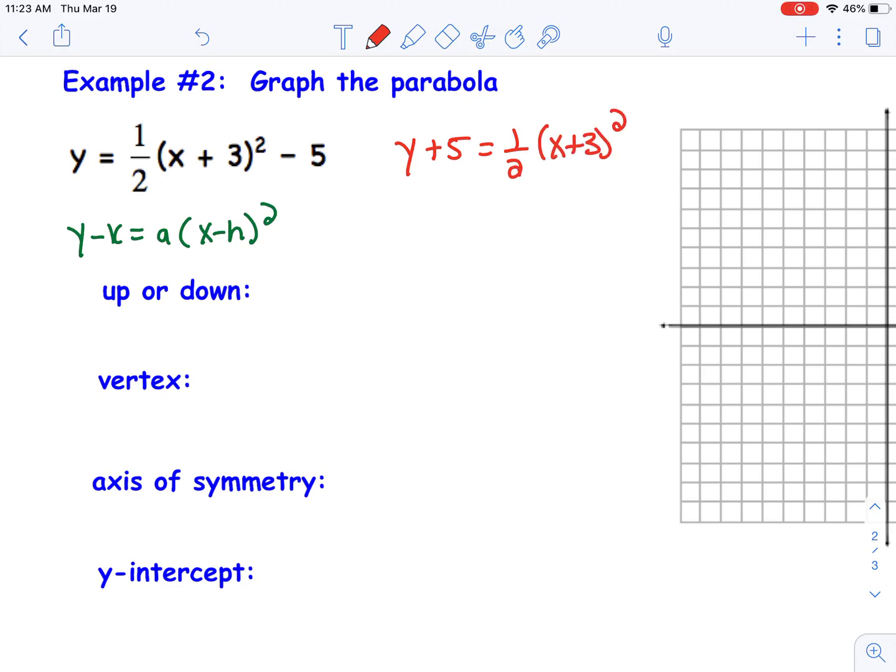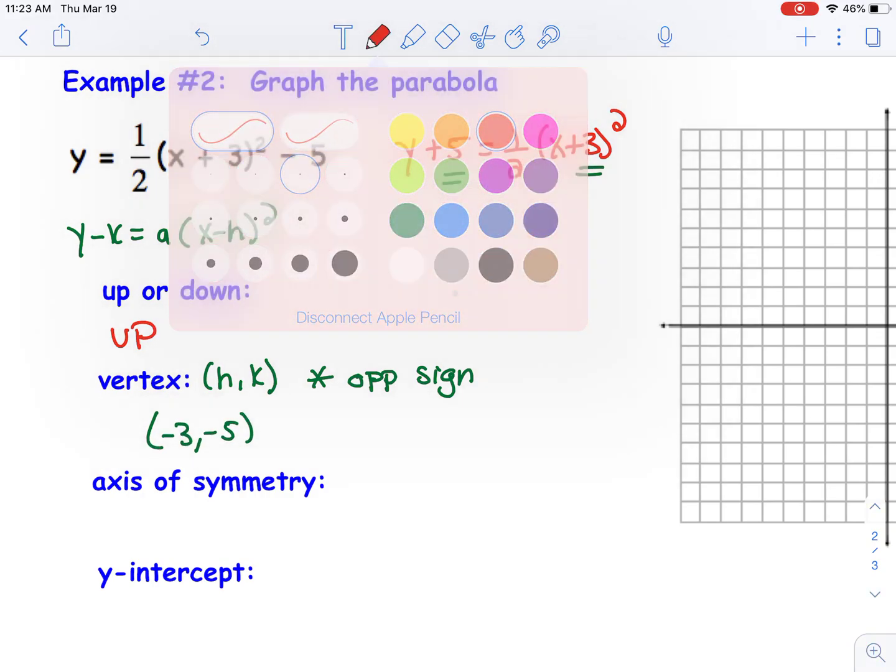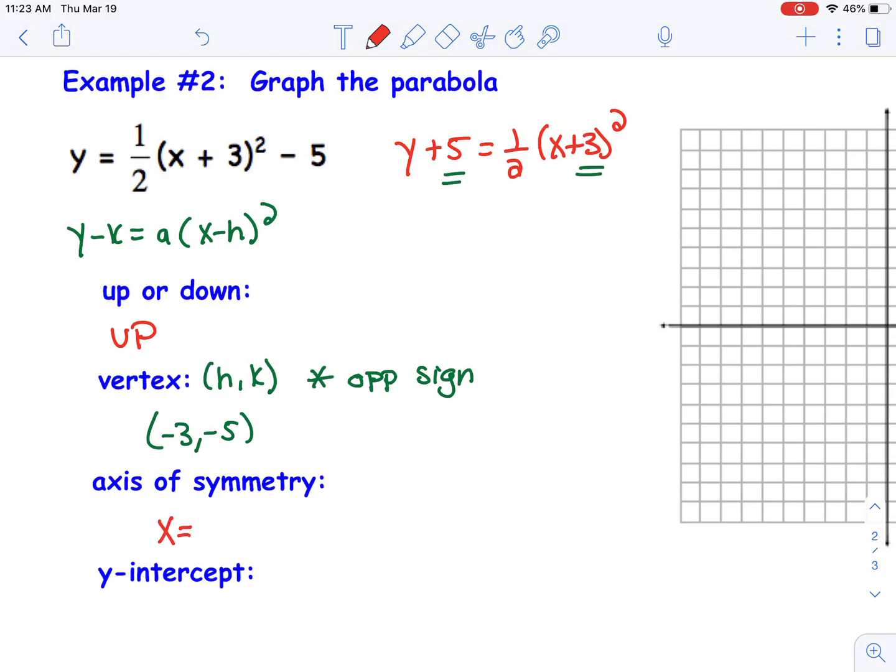So my a is positive, so this is going to open up. My vertex is at (h, k). Don't forget, take the opposite sign. So my h and my k are here, so I'm going to be at (-3, -5). My axis of symmetry is going to be x equals -3.